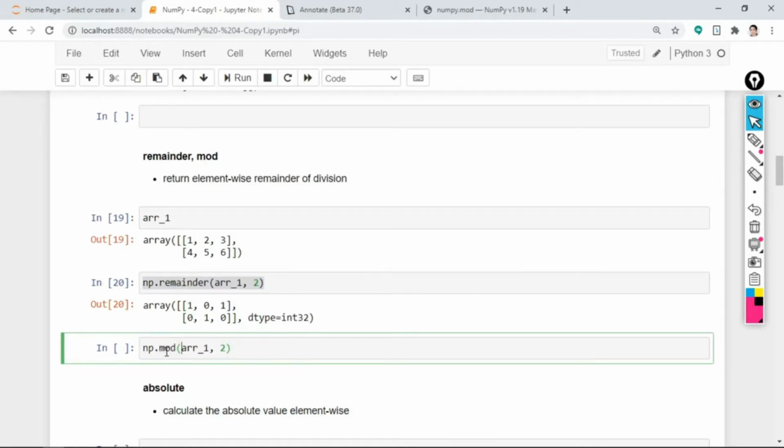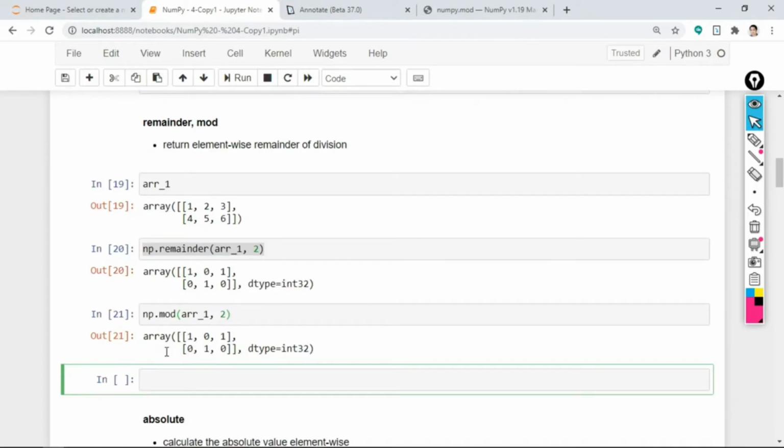So for example, we use another alternative function, and it's just the same. The remainder and mod are just the same. That is why it is included in the heading.